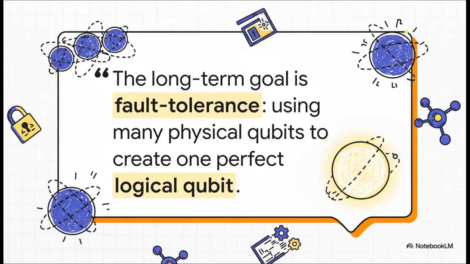So the ultimate goal, the thing everyone is racing toward, though it's probably still 10 or 20 years away, is something called fault tolerance. The idea is actually pretty clever. You use thousands of these noisy, error-prone physical qubits, and you get them to work together to create a single, stable, and nearly perfect logical qubit. It's kind of like having a whole team of people constantly checking each other's work to make sure no mistakes slip through. That's how we'll build a machine that's truly reliable for the big stuff.